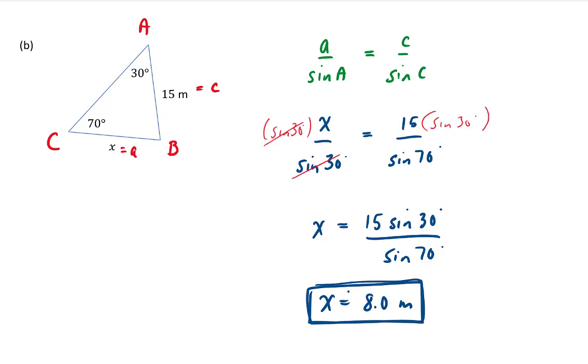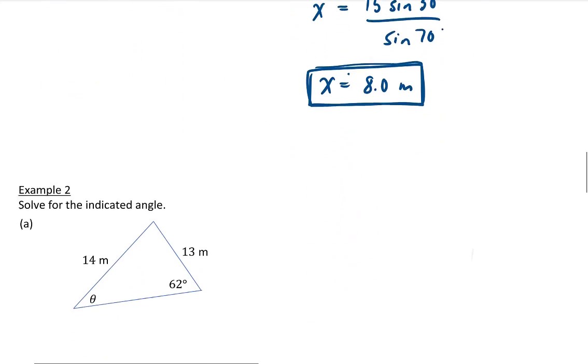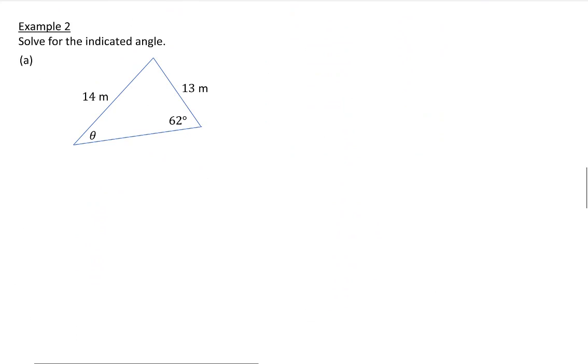So that's how to find a side length. In our next example, we're now going to use the sine law to find angles. So it's the same thing. We're going to label our diagram, state an equation, and then solve. So let's start by labeling our diagram.